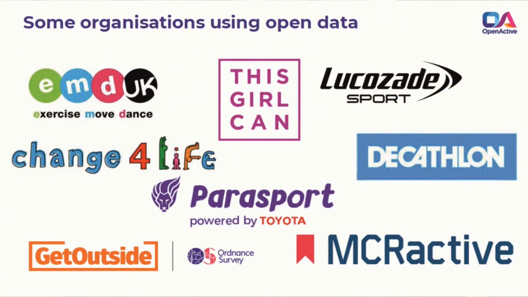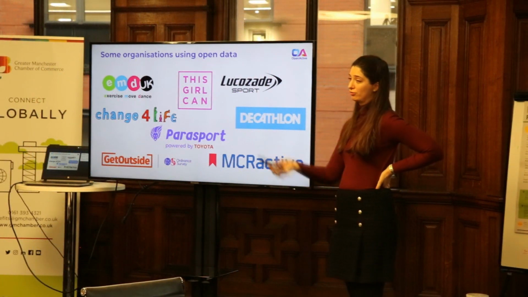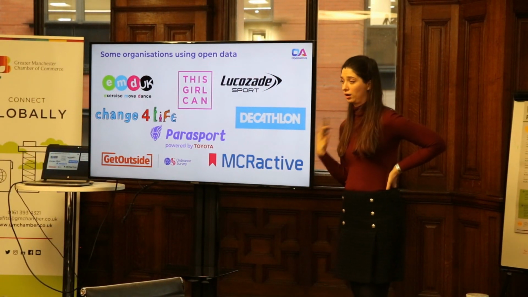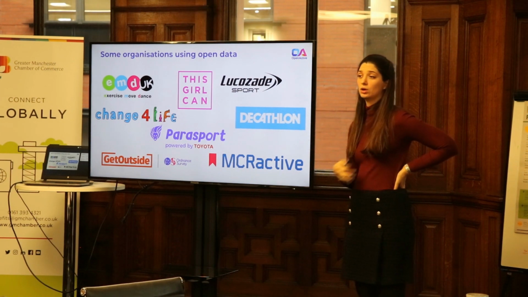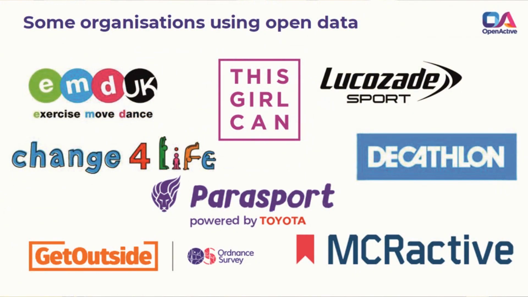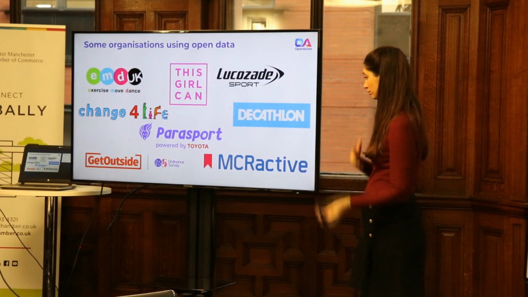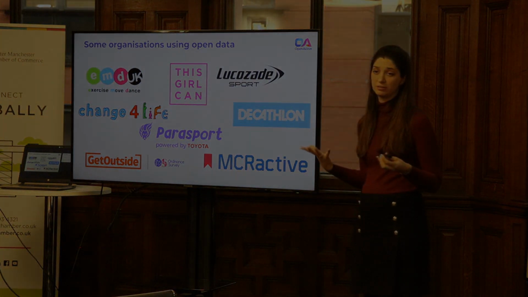And these are some of the organisations who are currently or about to start using open data. So we've got EMD UK, who have got a class finder for class-based activities. This Girl Can are building something to happen in January. I've obviously referenced Change for Life already. Parasport are taking in opportunities that are specifically suitable for people with disabilities, and so on. So there's lots of different examples in here.